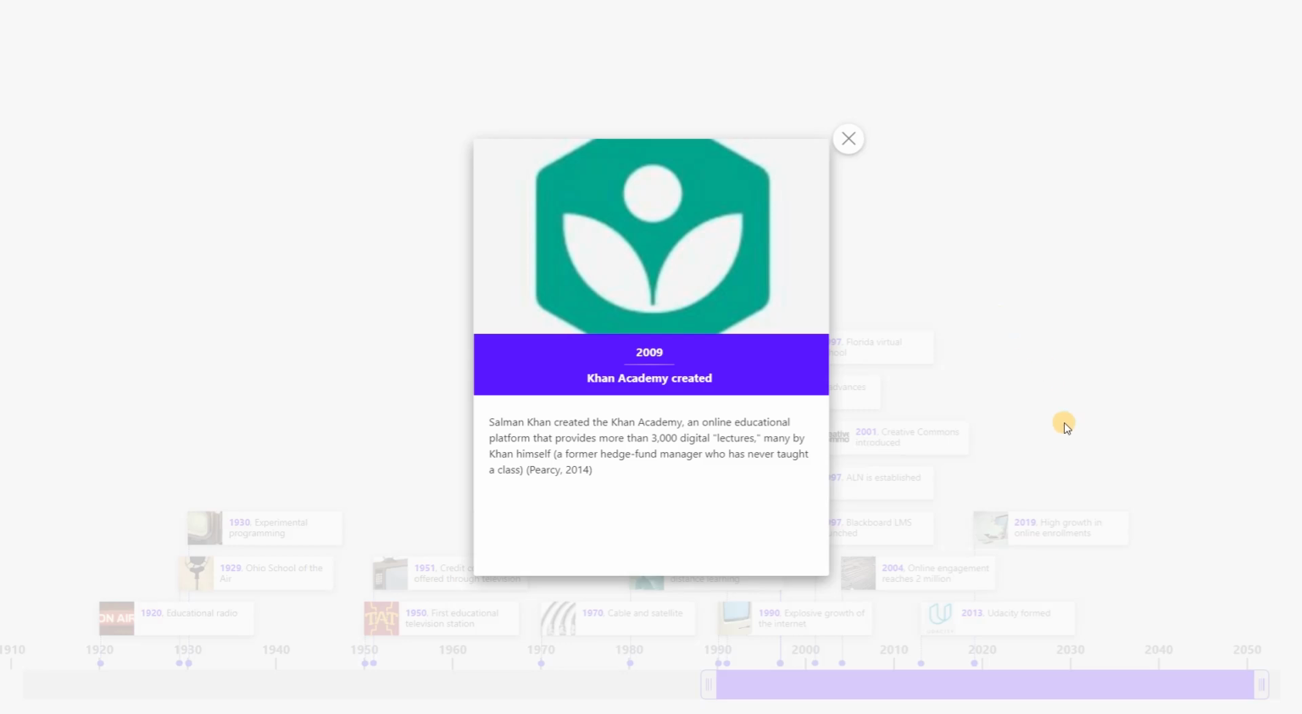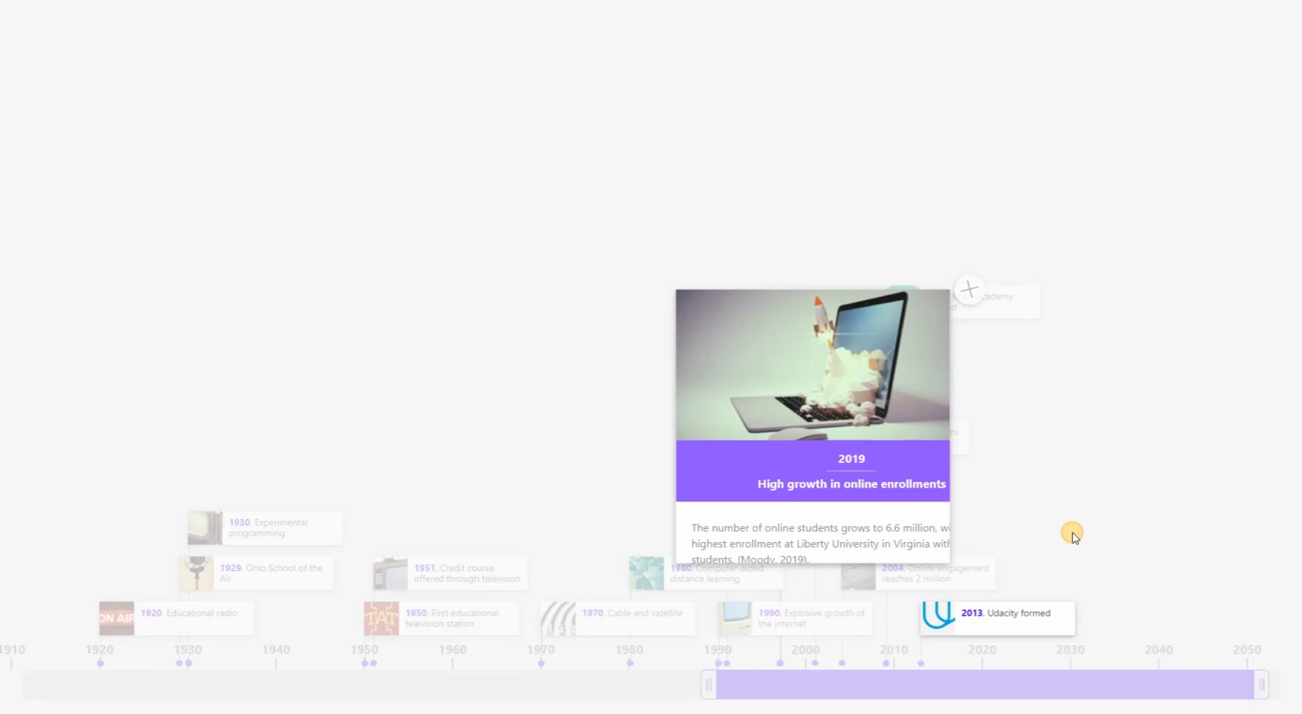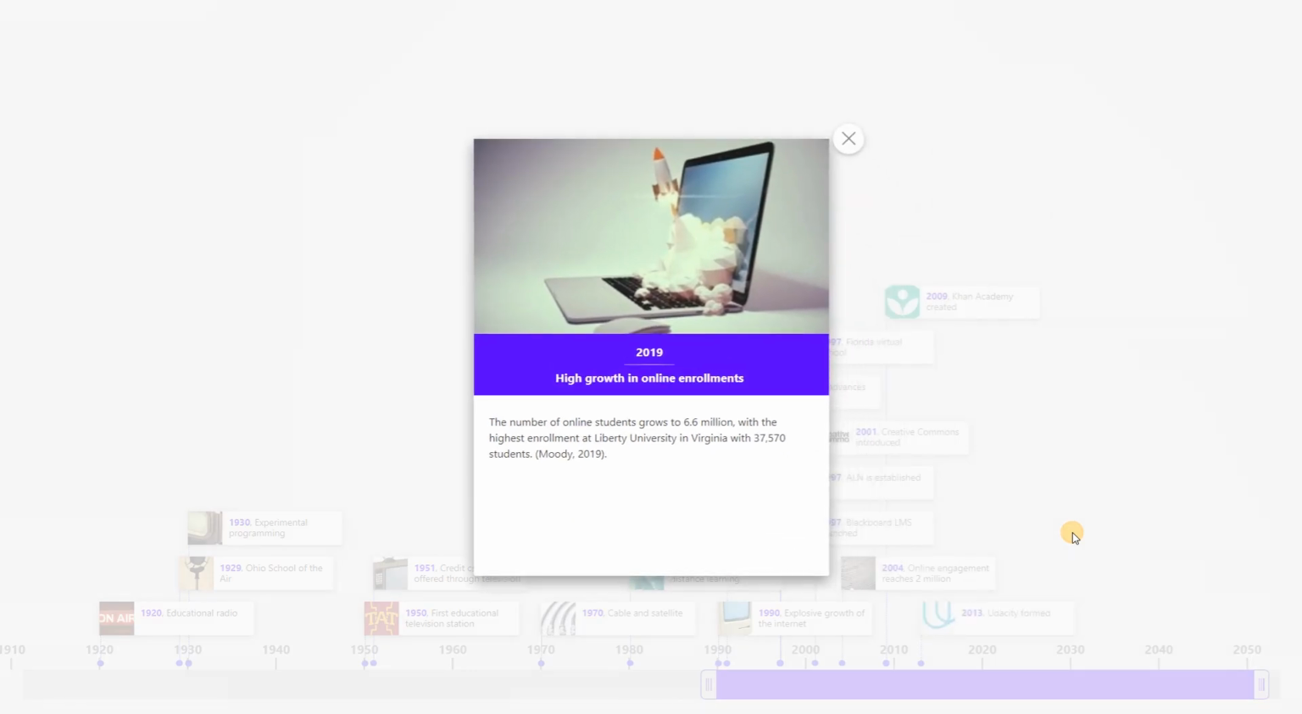Finally, in 2013, massive open online courses, or MOOCs, took off with platforms like Udacity. These courses enabled millions of people to learn at their own pace, often for free or at a low cost. By 2019, the number of online students had reached 6.6 million. This figure shows that e-learning has become a fundamental pillar in modern education.